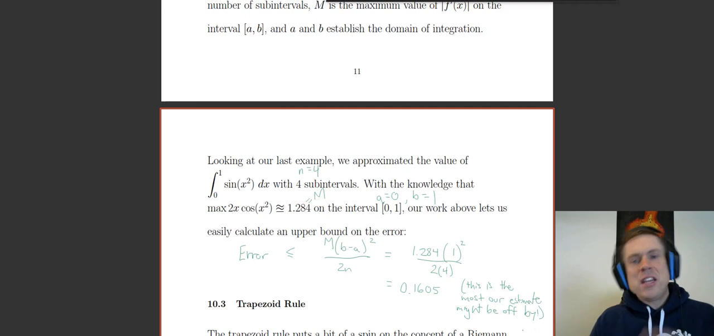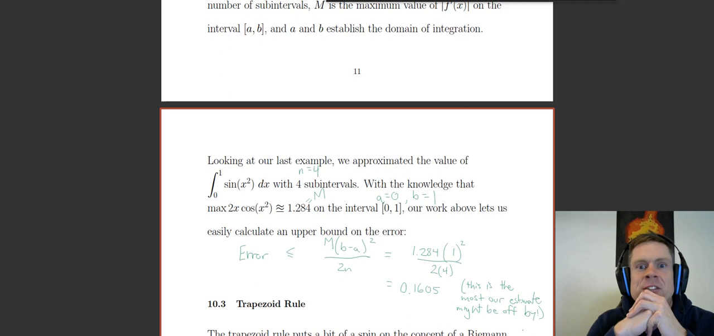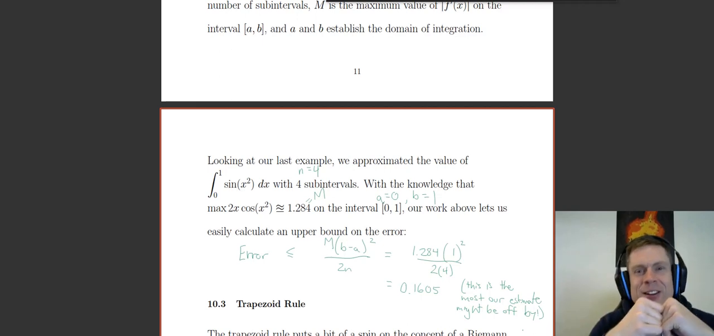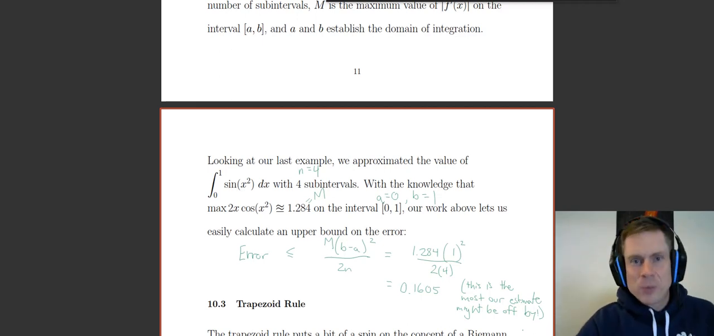So you can use this error property to approximate about how bad your estimate could possibly be, and then use that to determine how many rectangles you might need to get within a certain amount. And of course, as you get more and more rectangles and as that width decreases, the error is going to shrink towards zero.